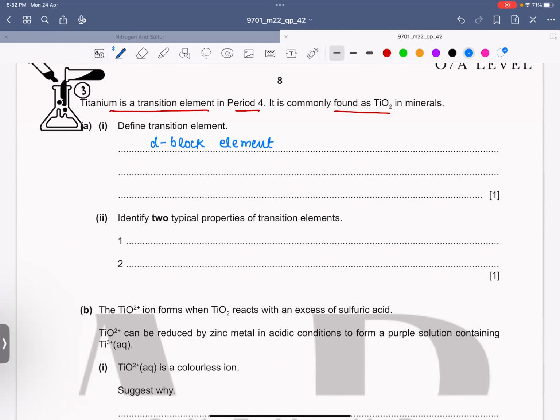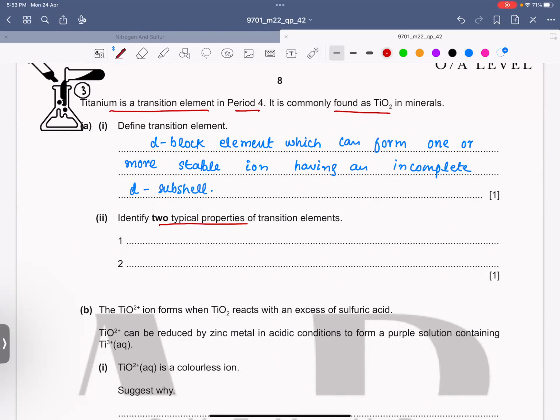D block element which can form one or more stable ions having an incomplete d subshell.